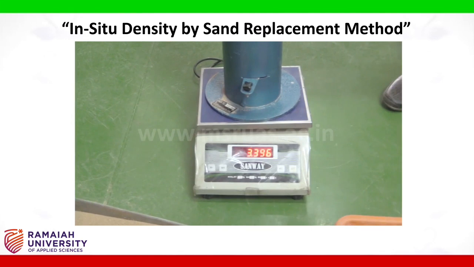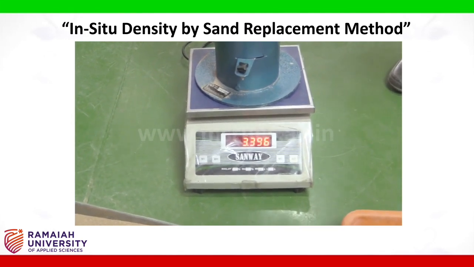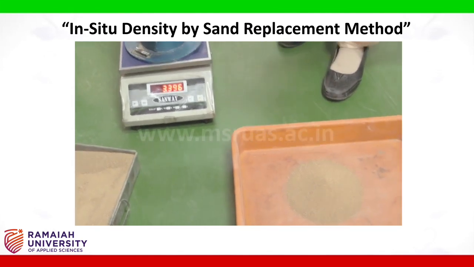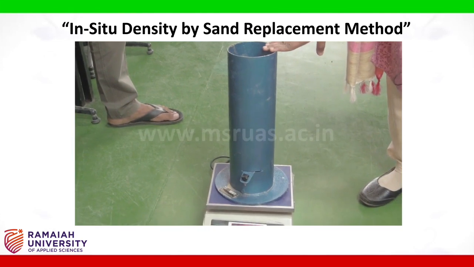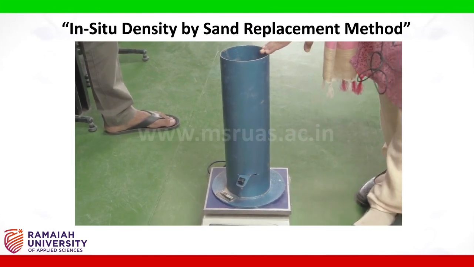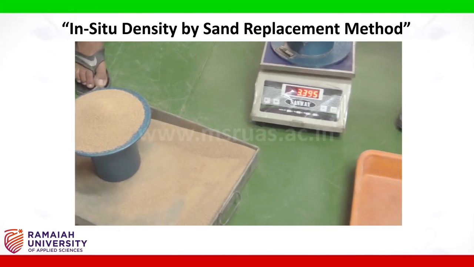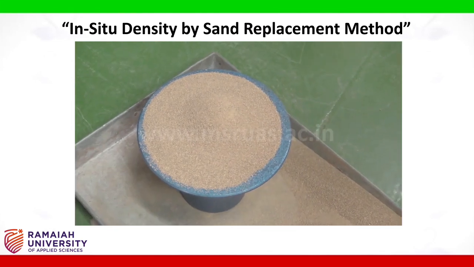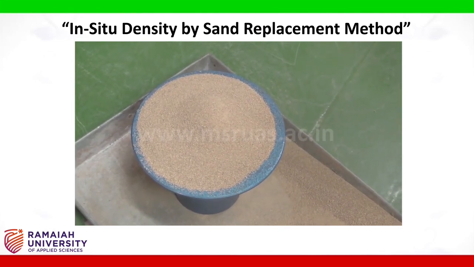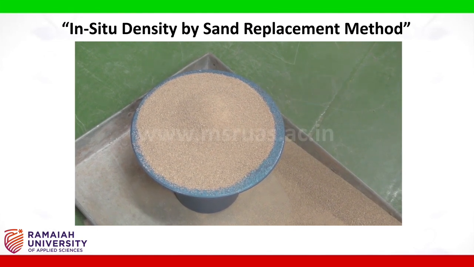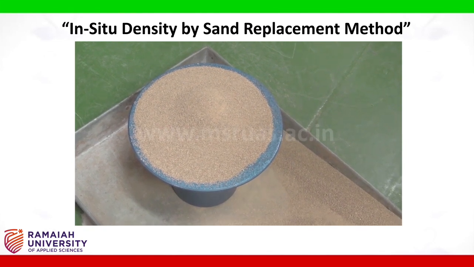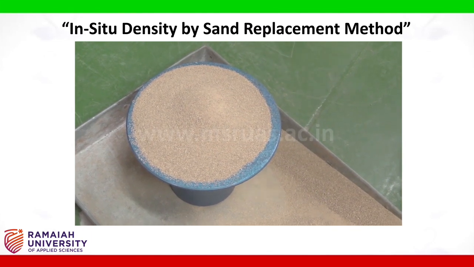Now the difference between the previous weight and this weight is going to give you the weight of the sand which is required to fill the conical portion of this sand pouring cylinder. Knowing that weight, you can find out the weight of the sand which fills the calibrating container alone. Knowing the volume of that, we can find out the density of the sand. That finishes the calibrating part of the sand replacement method.